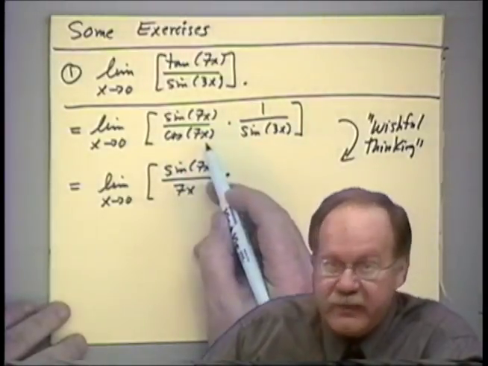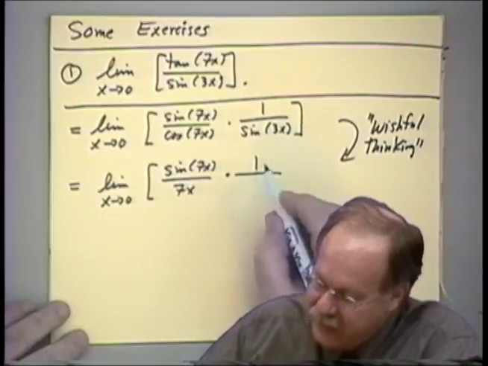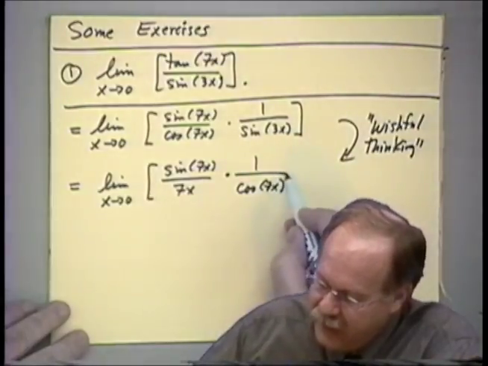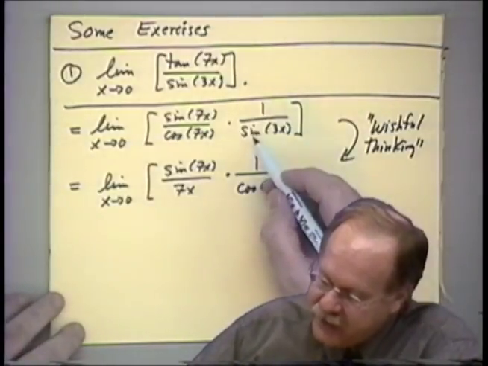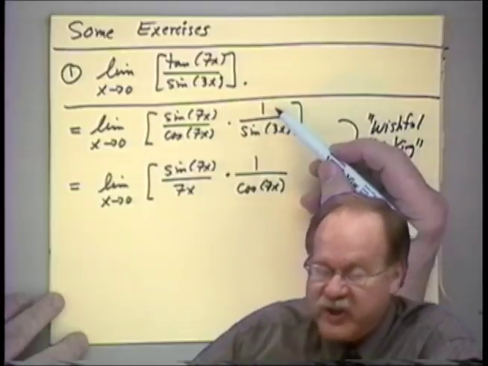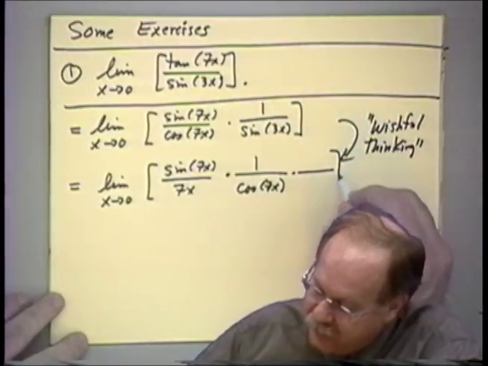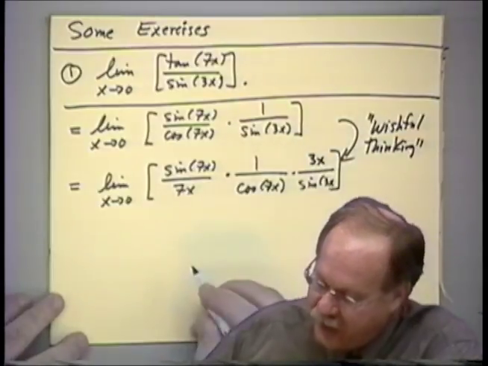Now, the cosine 7x, what about it? Well, I don't care about it. It was not involved with that last limit, and I'm just going to leave it as 1 over cosine 7x. Then again, sine of 3x is left here. I wish I had 3x on the top, so I will just write it in there. I'll write sine of 3x on the bottom and write a 3x on the top.